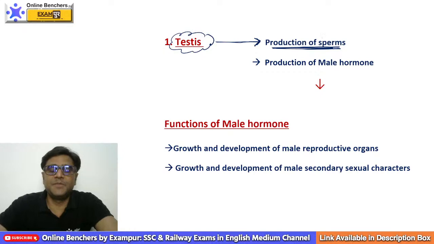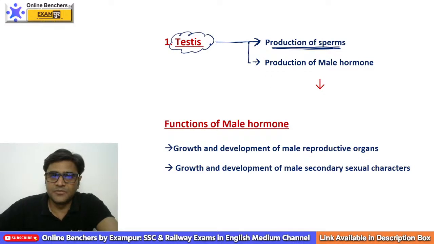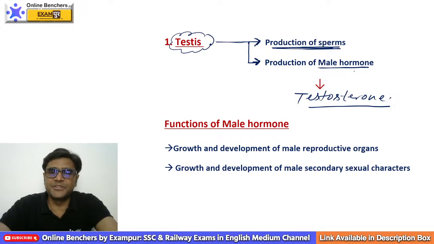But please remember, testis performs dual function. It takes part in production of sperms and also it acts as a gland. It also secretes a male hormone. Tell me the name of male hormone. The male hormone is testosterone. So testis performs dual function. The first function of testis is production of sperms. It also acts as a gland and secretes a male hormone which is known as testosterone.